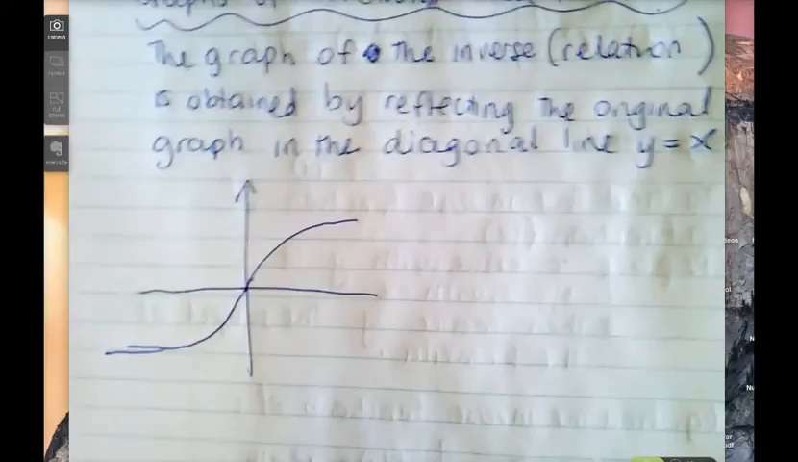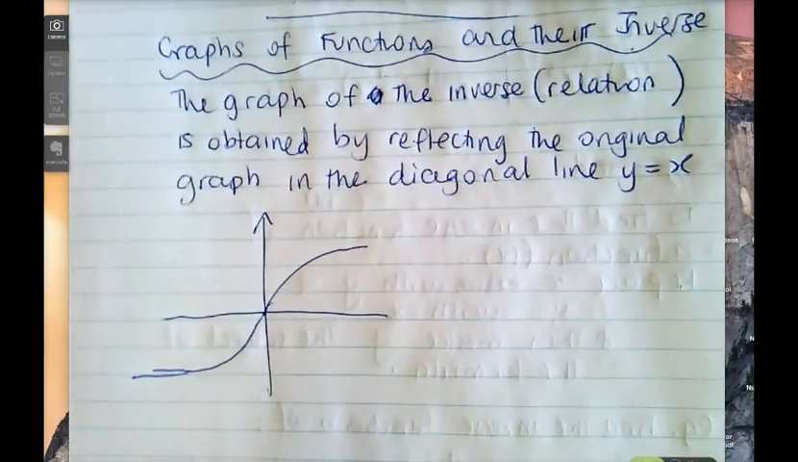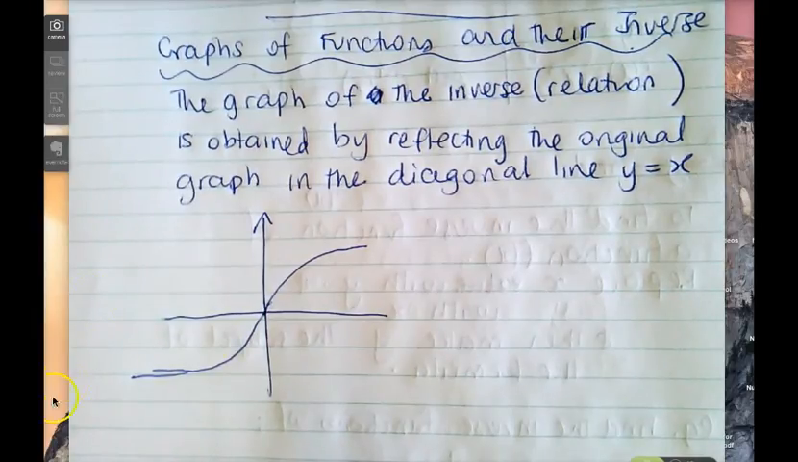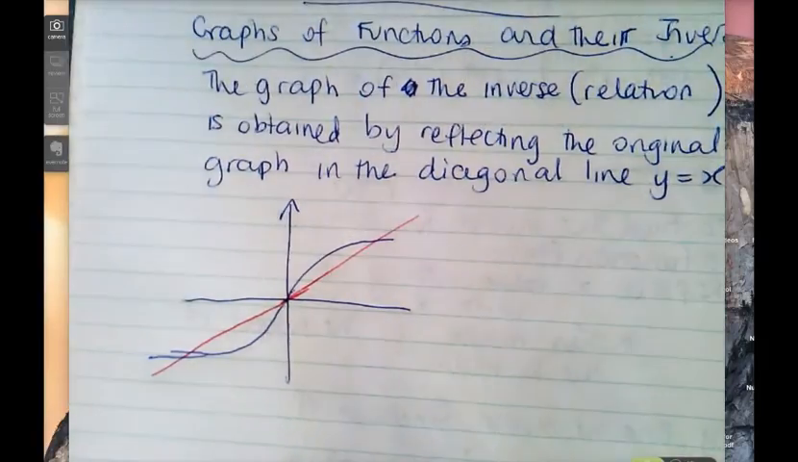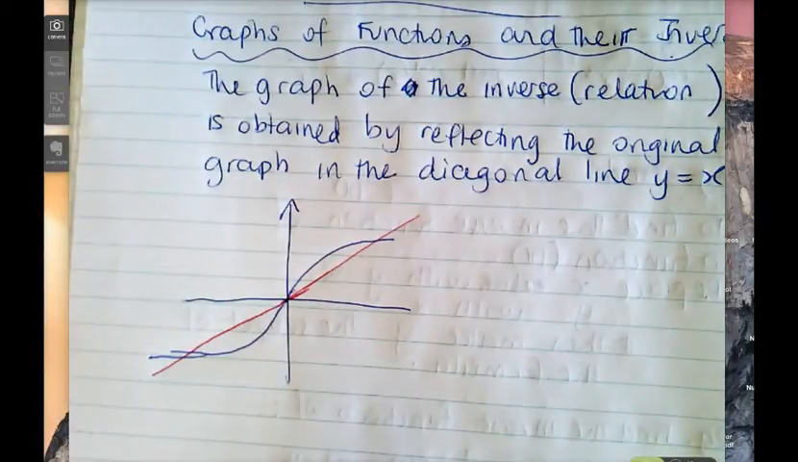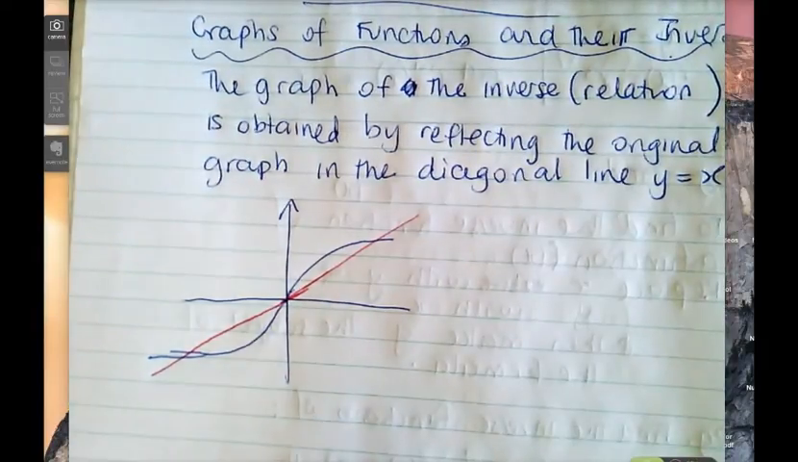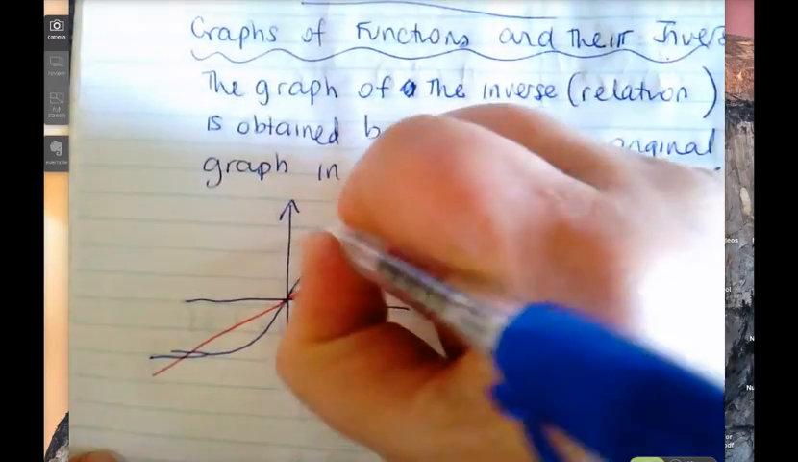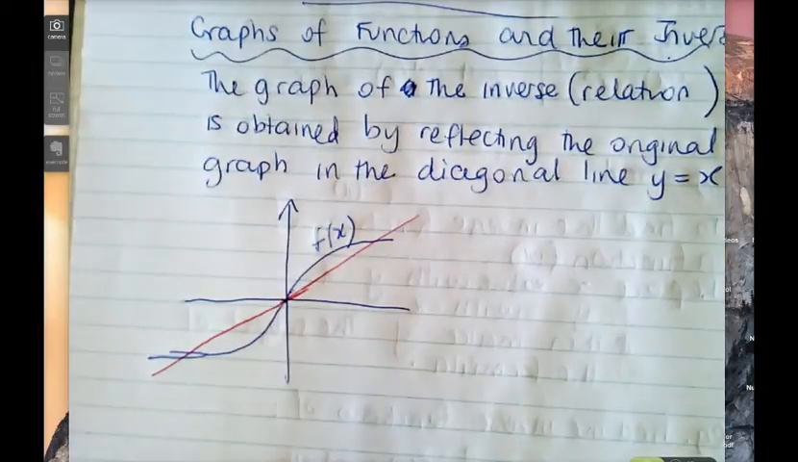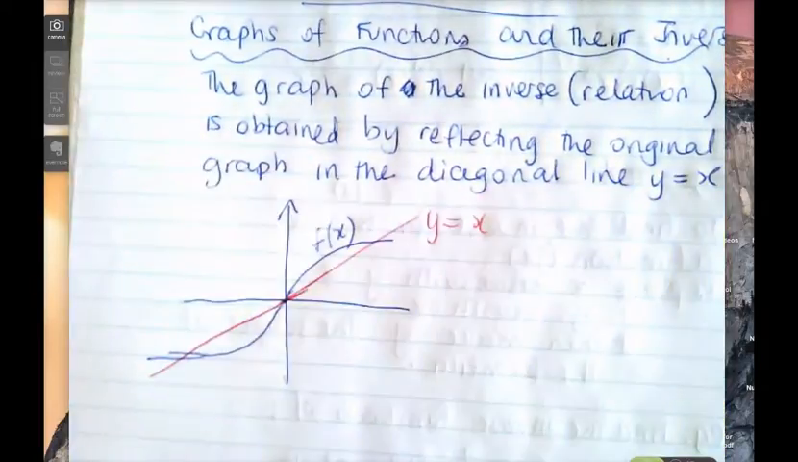So, graphs of functions and their inverse. The graph of the inverse, we're just going to call a relation at the moment. Sometimes it will be a function, sometimes it won't. It is obtained by reflecting the original graph in the diagonal line y equals x. The function is in blue, and the line y equals x is in red. Give me any other colour. All right, I've got purple. Black. I've got black. Do you know how to draw the inverse function? What am I going to do? I'm just going to call this function of x the blue one. The line y equals x is red.